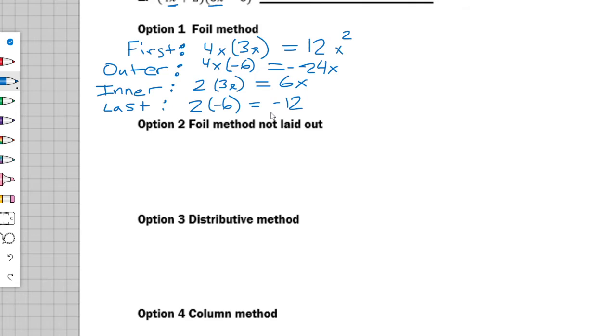Now, what do we do at this point? Now we're just going to write them all out. We're going to write them out, and then we're going to simplify.